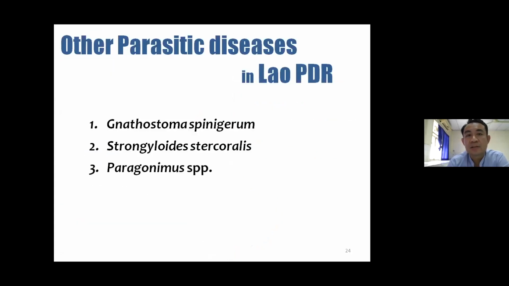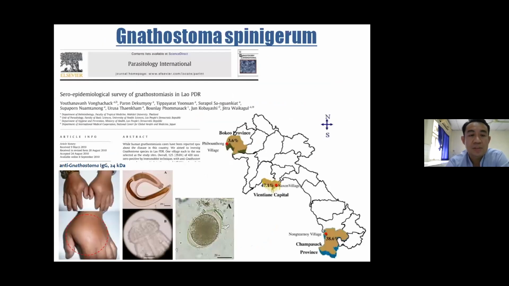For other helminth infections in Laos, there are Gnathostoma spinigerum, Strongyloides and Paragonimus. This slide shows you the study of Gnathostoma in Laos. There is very little research on this parasite, because there is not so much research on it.